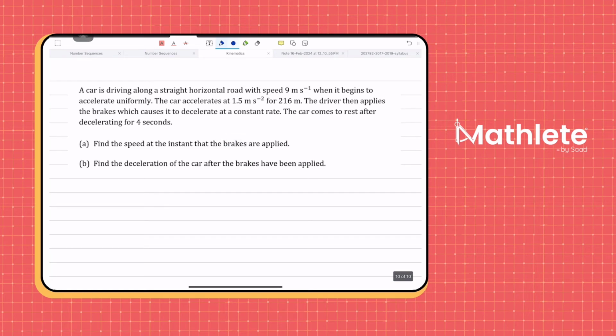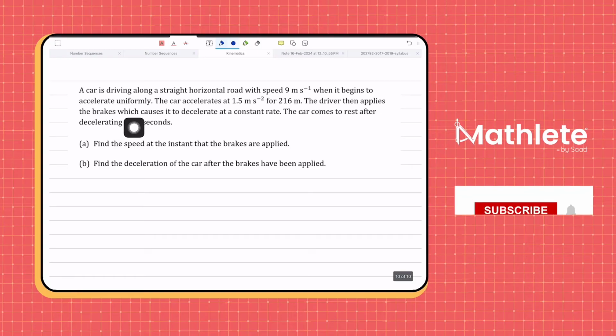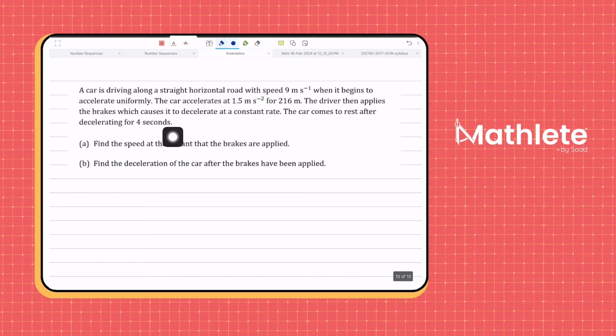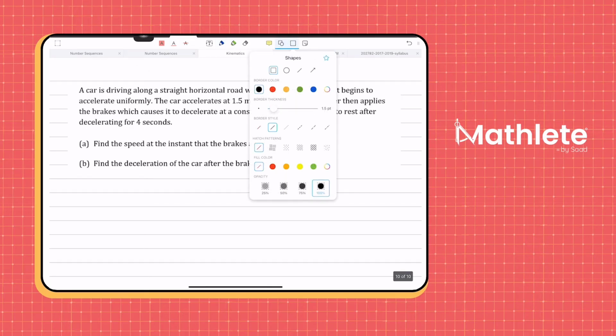So that means this is the initial speed and then it starts to accelerate uniformly. The car accelerates at 1.5 meters per second square for 216 meters. The driver then applies the brakes, which causes it to decelerate at a constant rate. The car comes to rest after decelerating for 4 seconds. That's a lot of information to take in all at once, so we're going to make a sketch to break the information down.